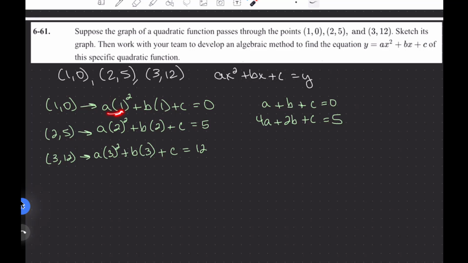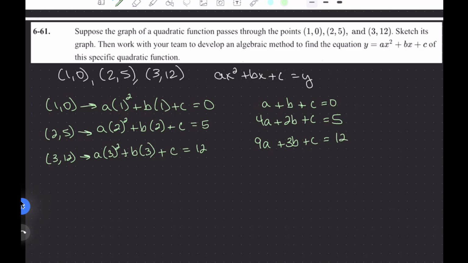1 times A is 1. Okay. Yeah, I just didn't write the 1 in front. You can write the 1 in front by all means if you want to. Yep. I was trying to save some ink. Thank you for laughing. And then what are we going to get for our last equation? 3 squared is, yeah, plus 3B plus C equals 12.